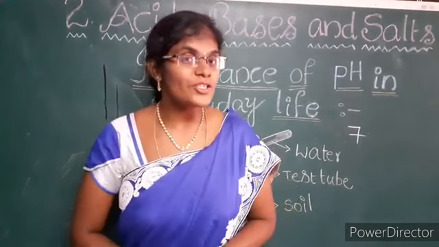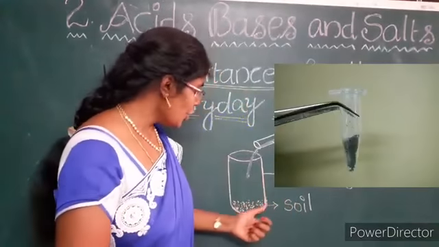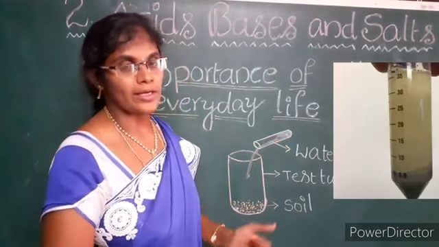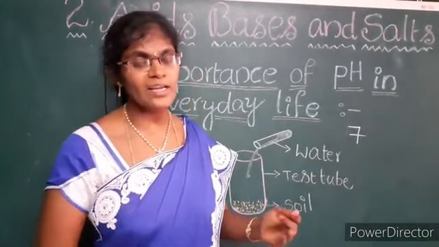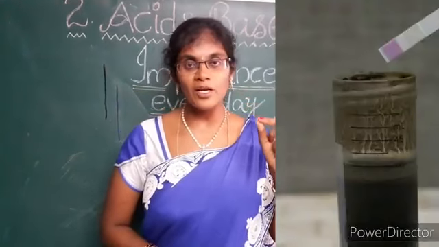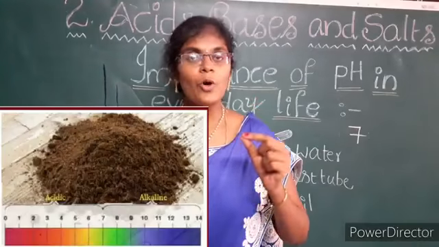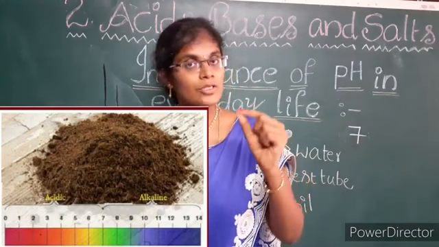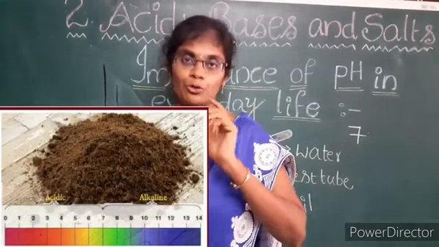But how to find out the nature of the soil? Okay, I will explain this with an activity. Take 2 ml of soil in a test tube and add 5 ml of water to it. Now filter the contents and collect the filtrate separately in a test tube. Now take a pH paper and dip the pH paper into the filtrate and observe the color. So on the basis of that color, it is very easy to identify whether the nature of the soil is either acidic, basic or neutral.